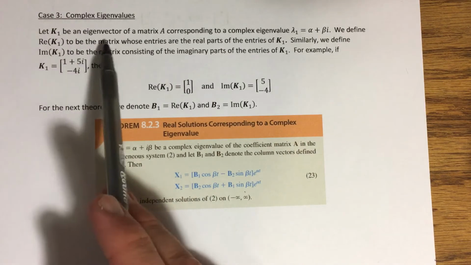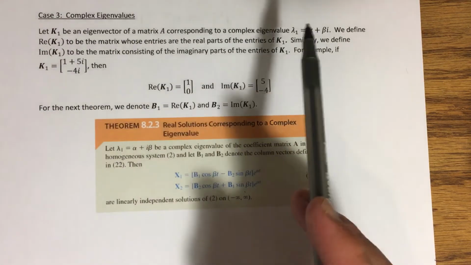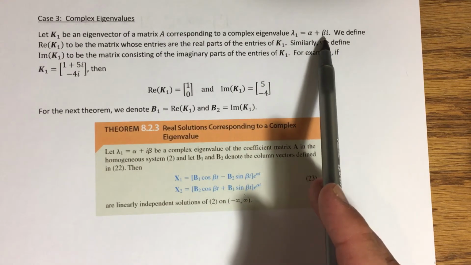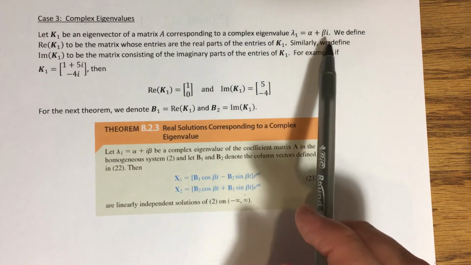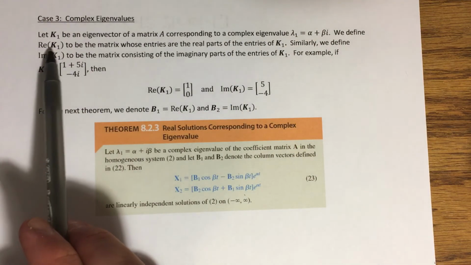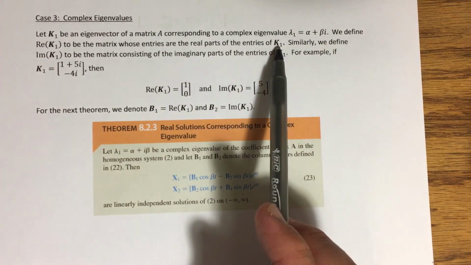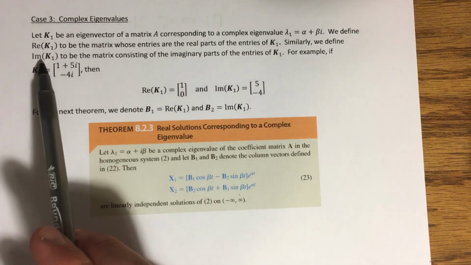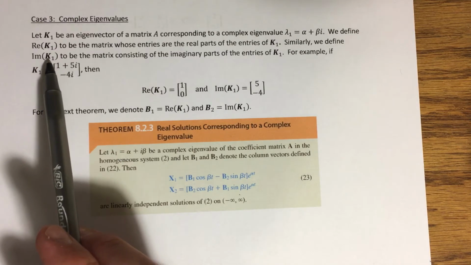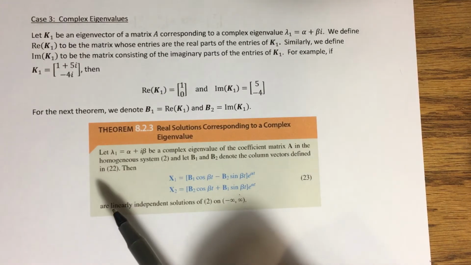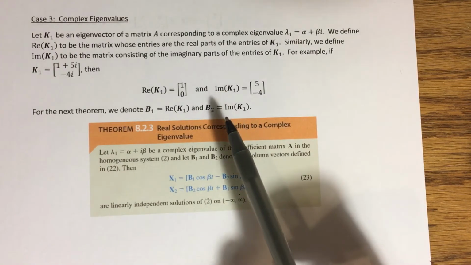You find an eigenvector of your matrix A corresponding to an eigenvalue, which happens to be a complex number, alpha plus beta i. We're going to define this notation, Re of K1, to be the matrix that's the same size as K1, whose entries are just the real parts of K1. And similarly, Im K1, we define to be also a matrix the same size as K1, but its entries are the imaginary parts of K1.